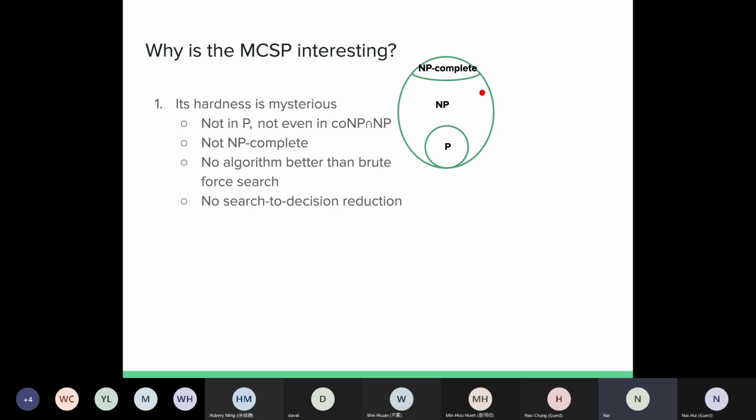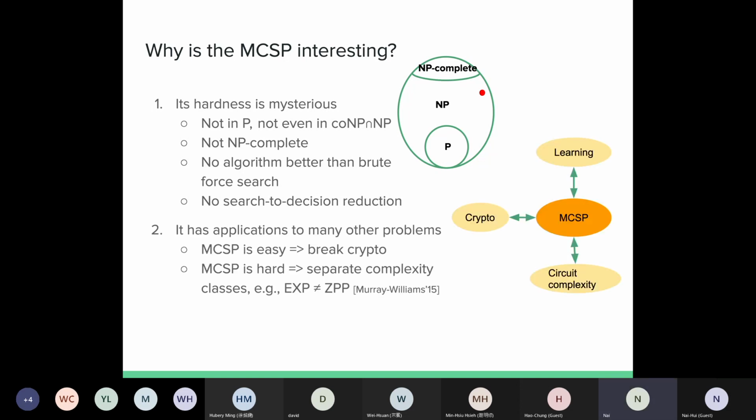As David mentioned a few slides ago, why don't we consider the search version of MCSP? And actually, if it is an NP complete problem, all NP complete problems have a search to decision reduction. But for this problem, we haven't had a search to decision reduction yet. So that's another very interesting fact right now. And also this problem has many applications to other problems like learning, crypto, and circuit complexity.